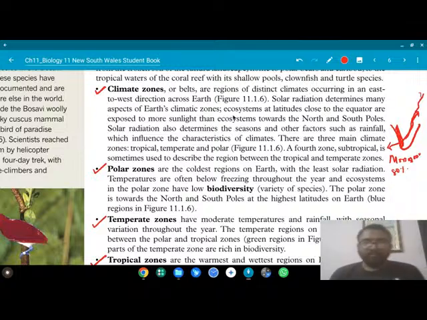Ecosystems at latitudes close to the equator are exposed to more sunlight than ecosystems towards the north and south poles. Solar radiation also determines the seasons, and other factors such as rainfall influence the characteristics of climates. There are three main climate zones: tropical, temperate, and polar. A fourth zone, subtropical, is sometimes used to describe the region between the tropical and temperate zones.